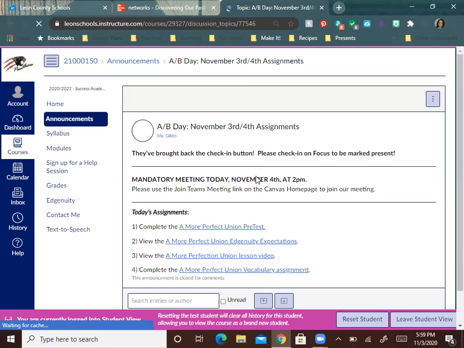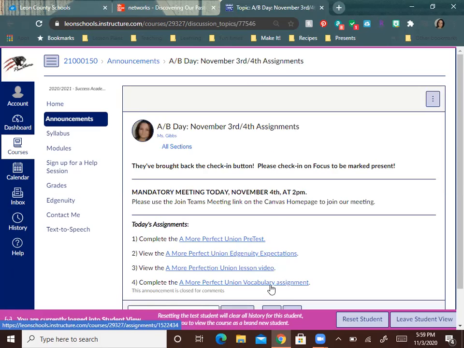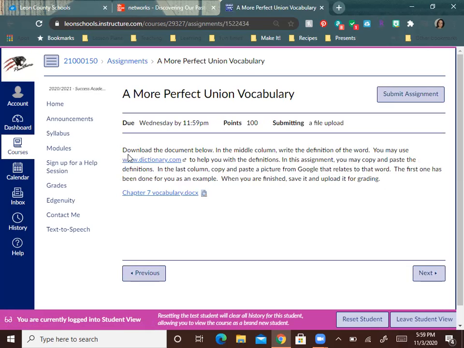So you're going to view this lesson video, and then you're going to complete the vocabulary assignment. So let's look at the vocabulary assignment real quick. It says download the document below. In the middle column, write the definition of the word. You may use dictionary.com to help you with the definitions. And in this instance, you may copy and paste the definitions. And in the last column, copy and paste a picture from Google that relates to that word. So I did the first one for you.